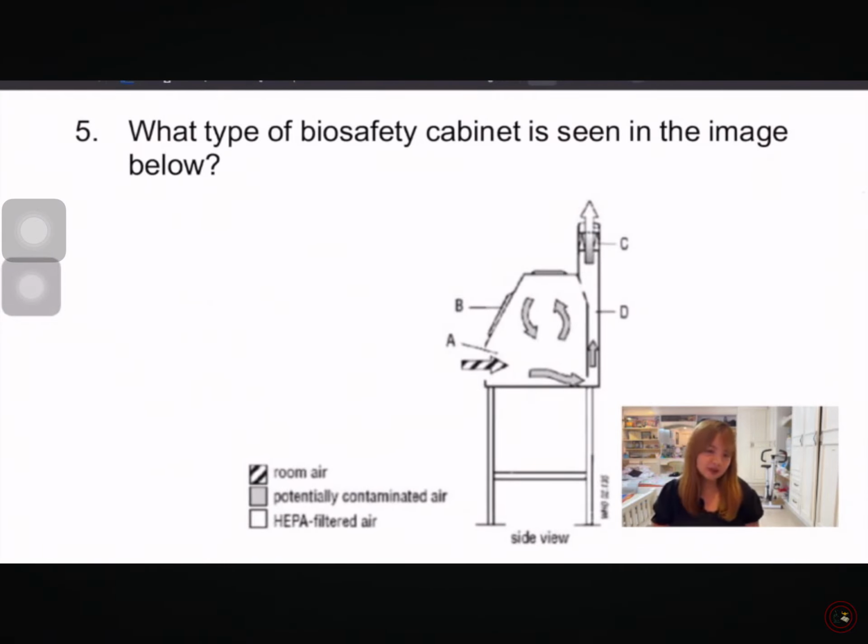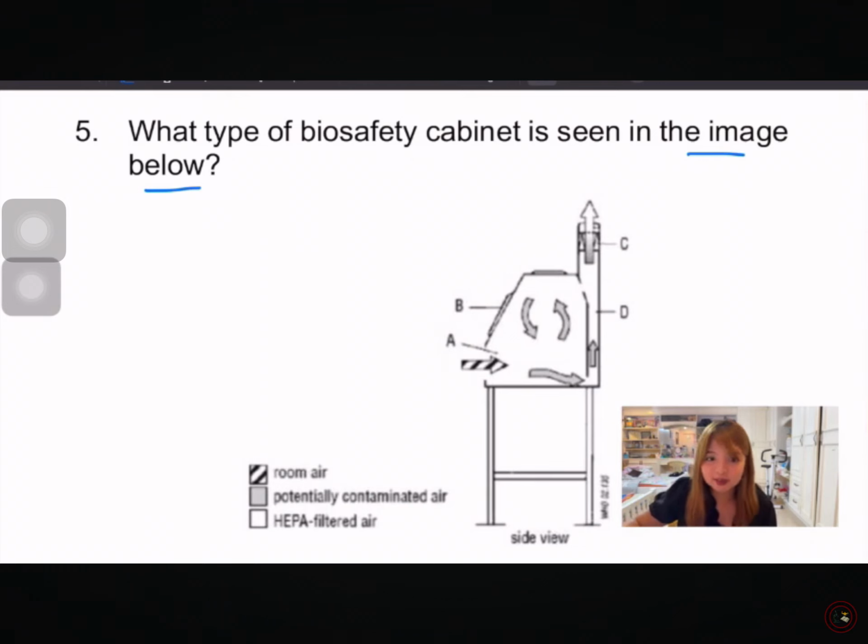Hi, it's an image question. Buti na lang at madali lang yung tanong. Kasi yung tanong is, what type of biosafety cabinet is seen in the image below? So, I'm almost 100% sure na memorize nyo na yung mga biosafety cabinet. Kasi almost every subject, inuulit-ulit yung mga definitions nila. Ano yung difference nila sa isa't isa.